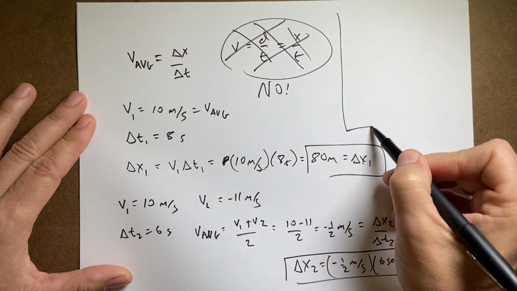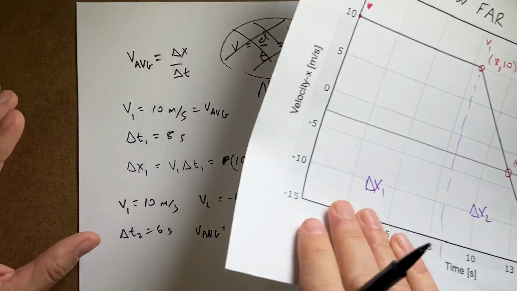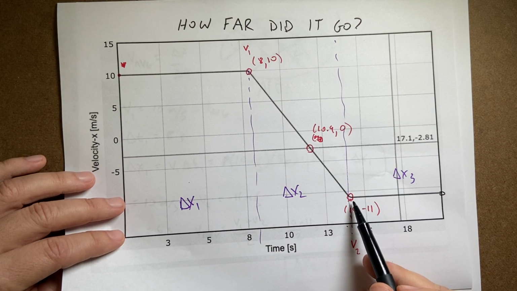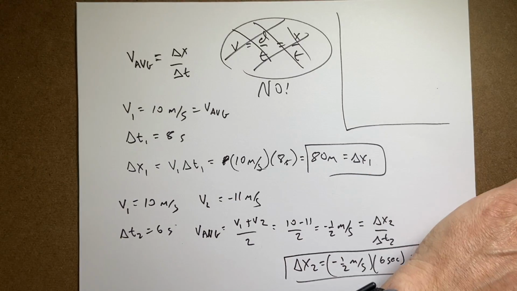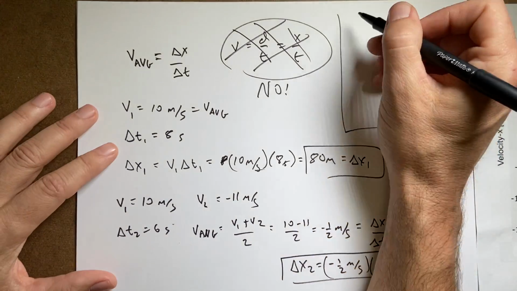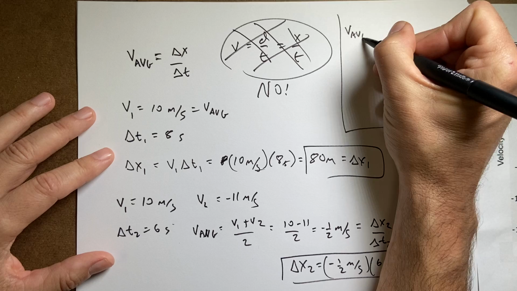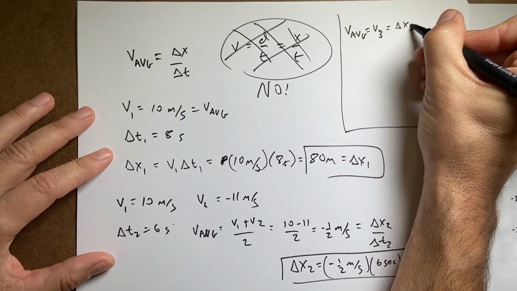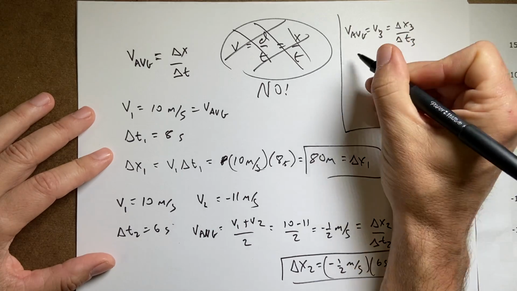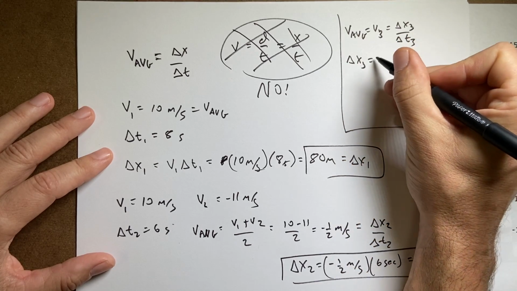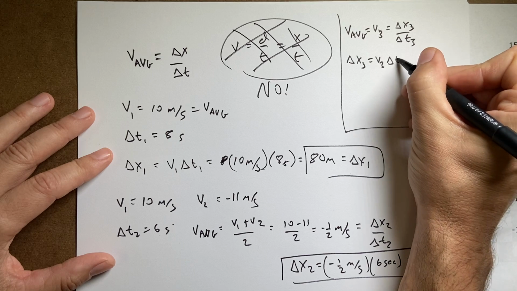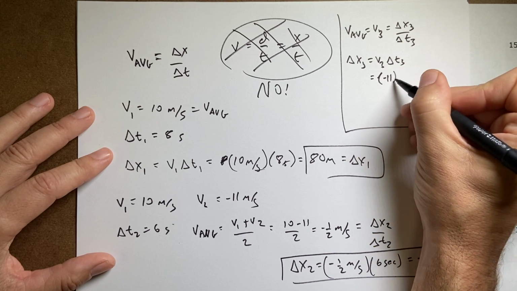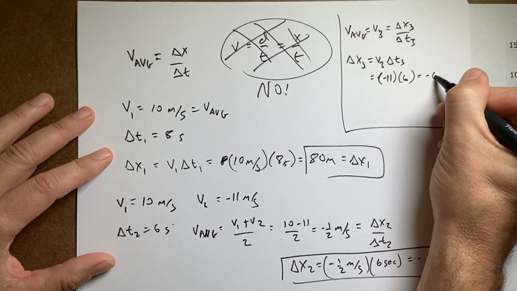Okay, so now we just need to do the last part, which is, again, a constant velocity of negative 11 meters per second for a time interval of 6 seconds again. So I'm going to say V average equals V3 equals delta x3 over delta t3. So delta x3 is going to be V3 delta t3. So it's going to be negative 11, I'll leave off the units just for space, and 6. So I get negative 66 meters.